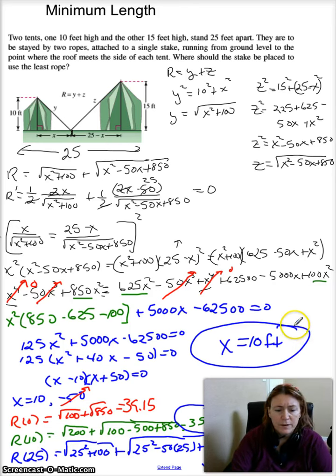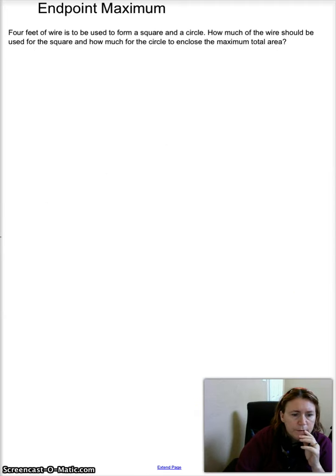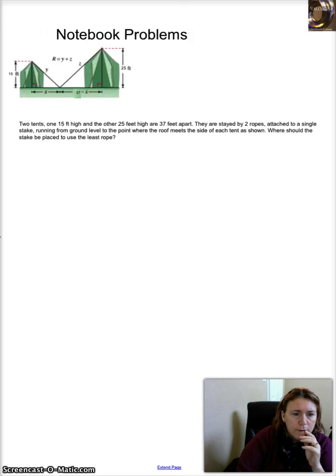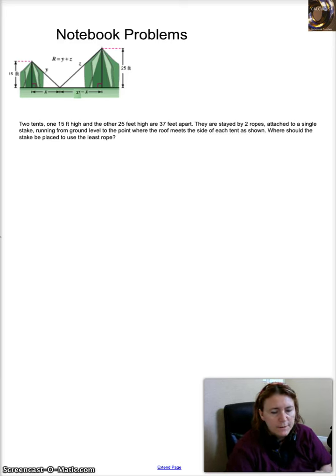Be careful with your cross multiplying. Give it a go. Oops. Wrong problem. Try that one. Give it a go. And when you're done with the problem, stop and finish your homework.